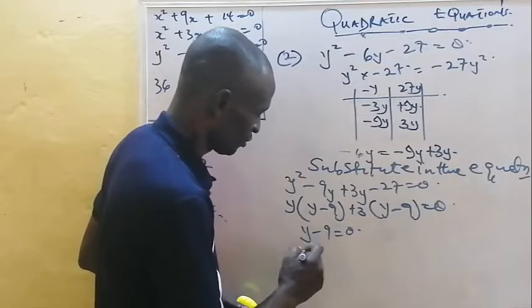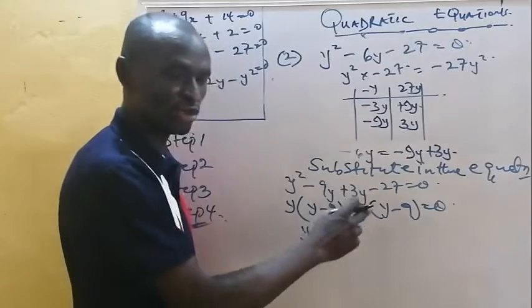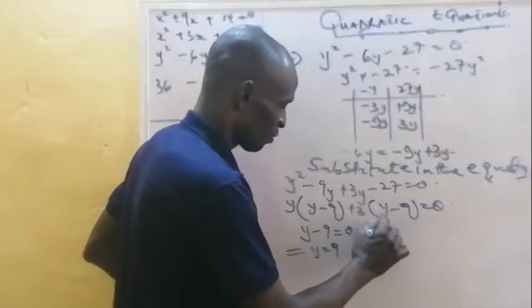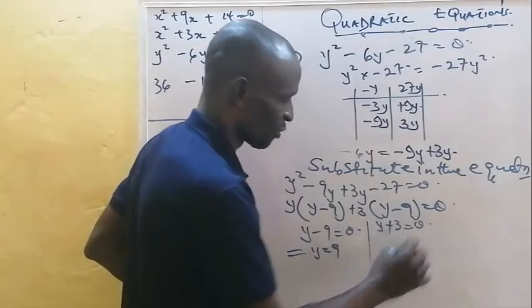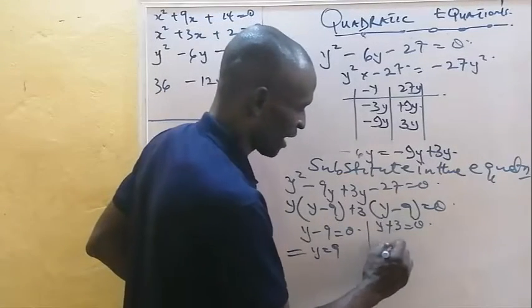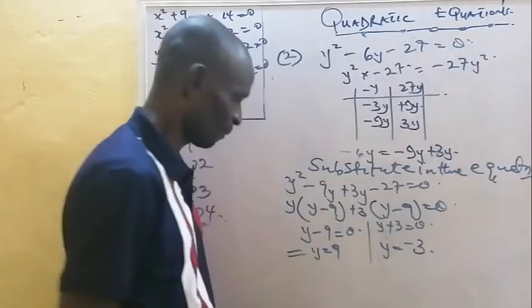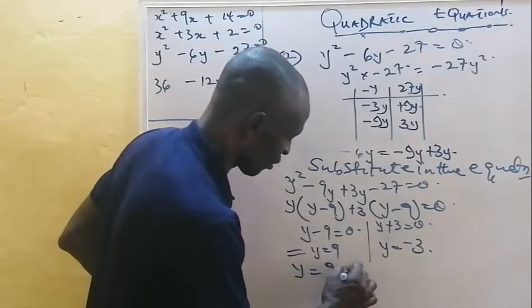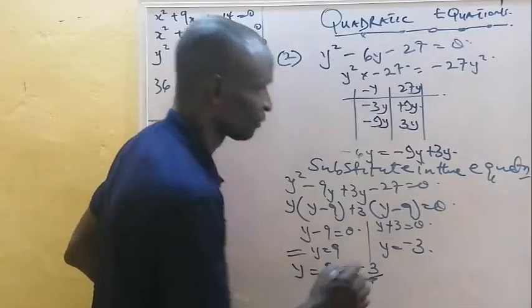is equal to 0, which implies 9 will go to the other side. y is equal to 9. y plus 3 is equal to 0. 3 moves to the other side. y is equal to minus what? 3. So that, conclusively, y is equal to 9 or minus 3.